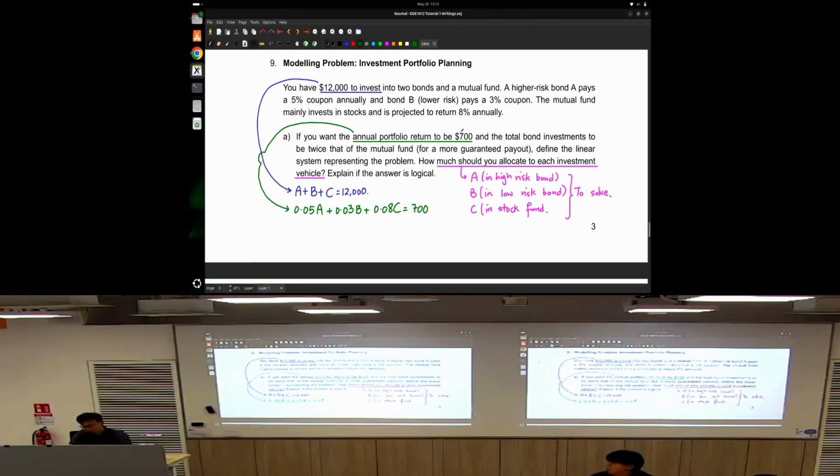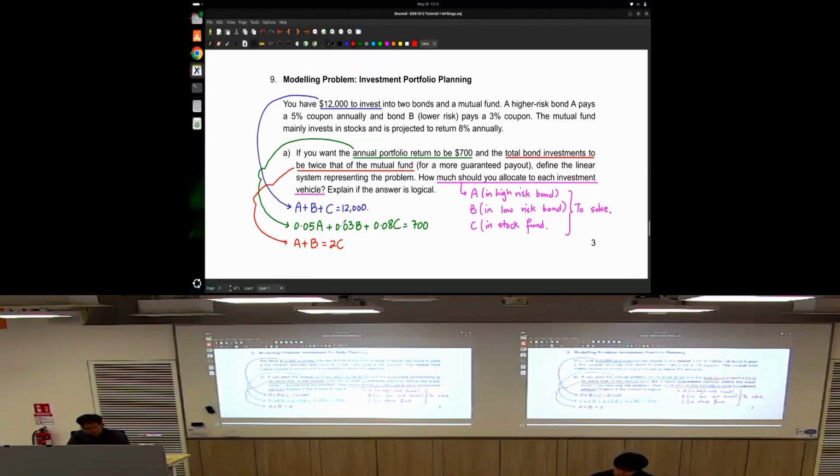Then you need one last constraint because you have three unknowns. If you want to solve for the unique allocation amounts, you need one more constraint. The one more constraint will be total bond investments must be twice the fund investment. So that will be a third constraint. You are going to get A plus B, because A plus B will be the total bond investments, and that must be equivalent to 2C, twice the fund investment. Any objections with the interpretation?